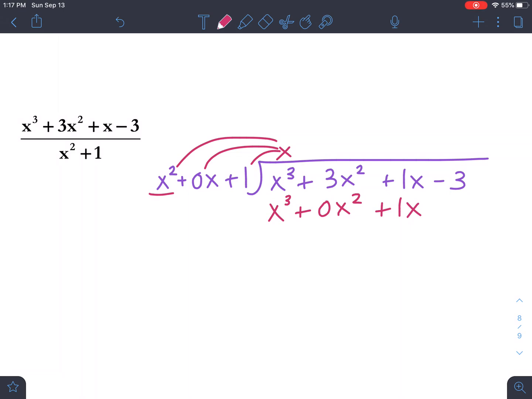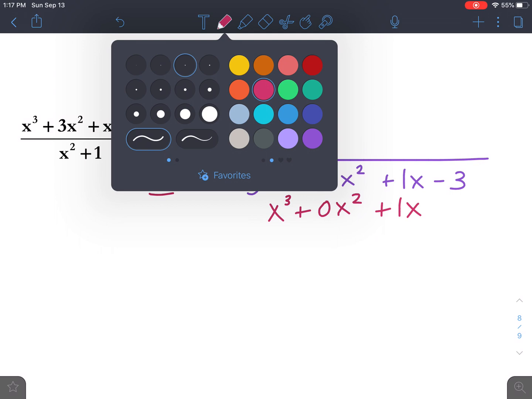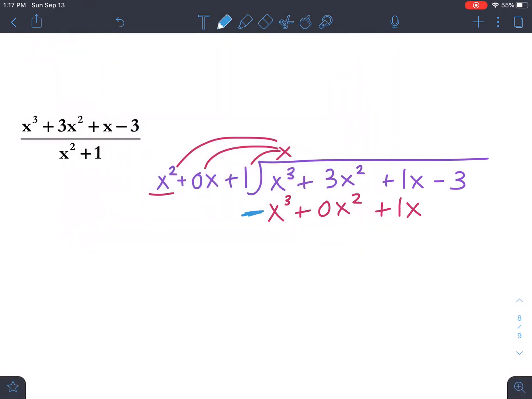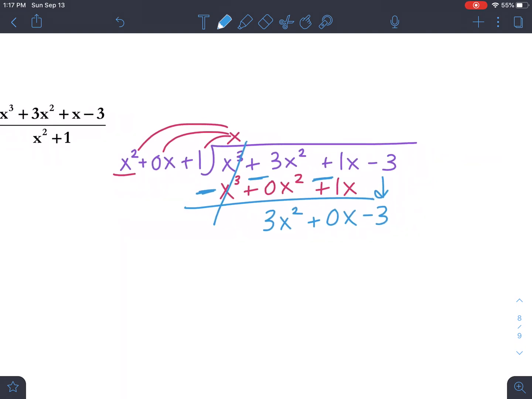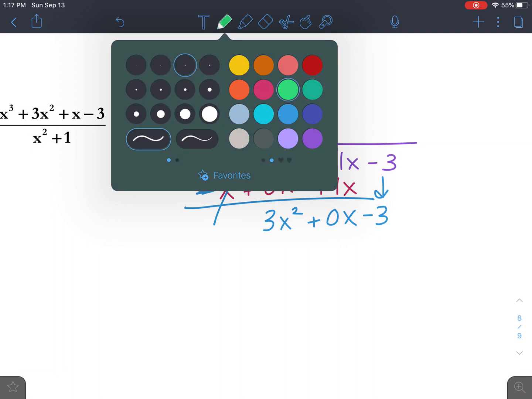Okay, and again, take a new color here. We're going to go through and subtract, subtract, subtract, subtract. Cancels, that needs to cancel. Again, if it doesn't cancel, that means you did something wrong. 3x squared, and then 1x minus x would just be 0x, and I just put it there as a placeholder. And now I've got to bring down negative 3. So this is actually not going to be that many steps because really we've already brought down our last term.